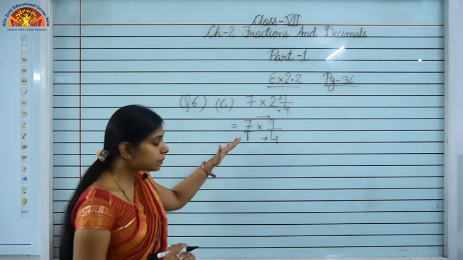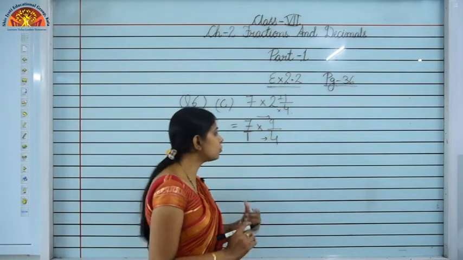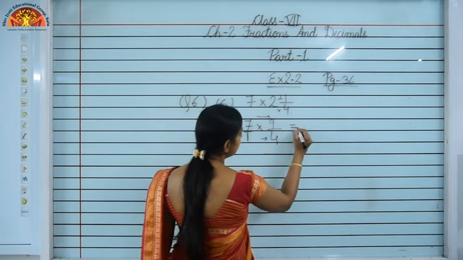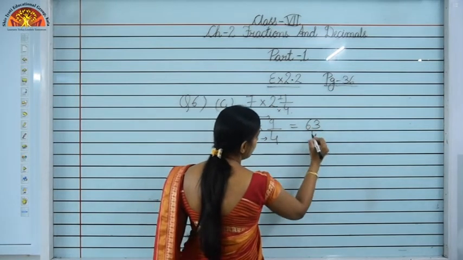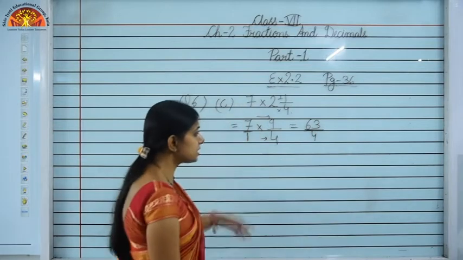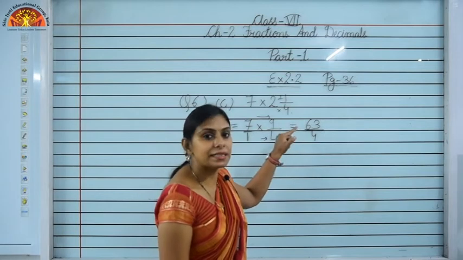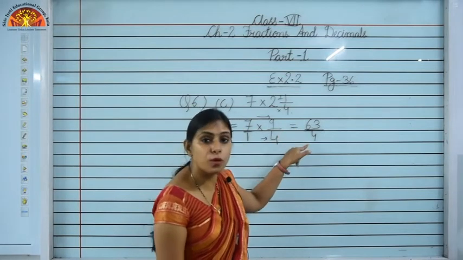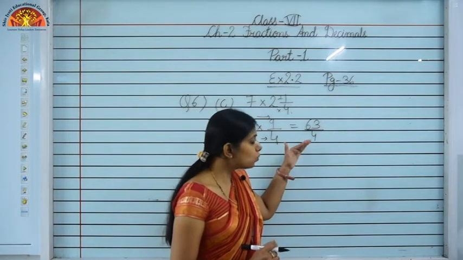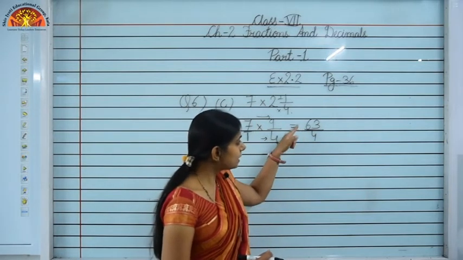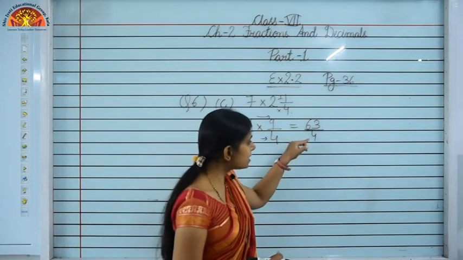Now how to do the multiplication? We will just multiply numerator by numerator and denominator by denominator. So 7 9s are 63 and 1 into 4 is 4. So your answer comes out to be 63 upon 4. Now children, again you can see that this fraction 63 upon 4 is an improper fraction. ये improper fraction है. क्यों है? Because here you can see that the numerator is greater than the denominator, that is 63 is greater than 4.